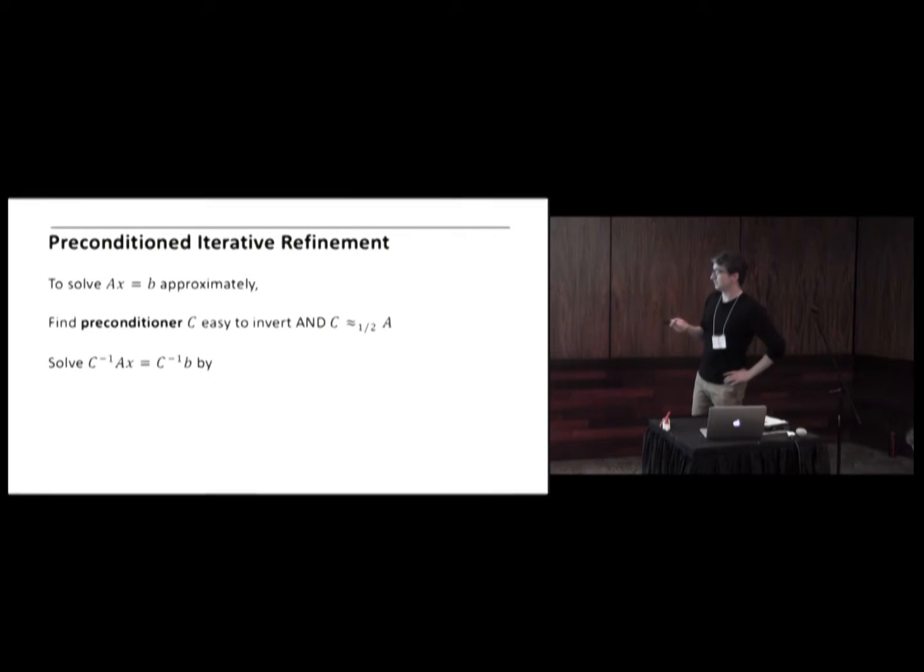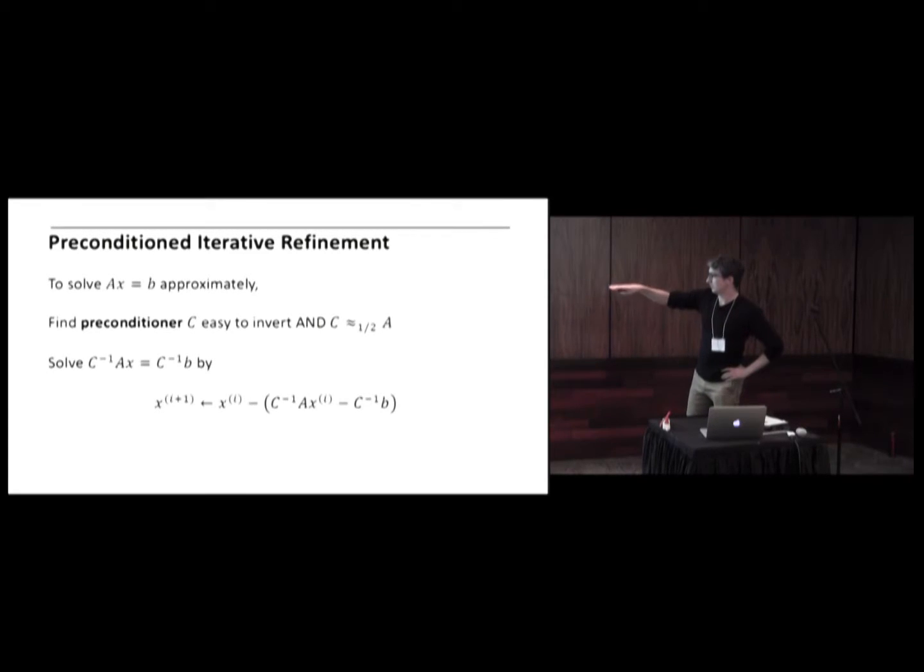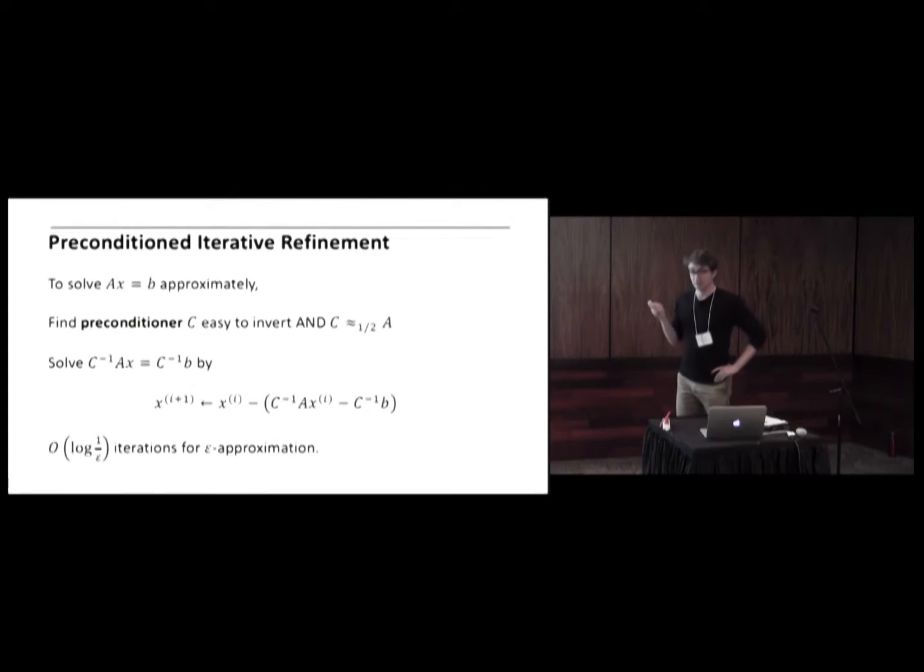Then consider the equivalent linear system, C inverse Ax equals C inverse b. We just multiplied by C inverse on both sides. But now you can solve this by just iterative refinement: guess and refine a few times. We'll start by guessing a solution vector that's just all zeros, and then we'll update a few times by x_{i+1} is x_i minus the residual, C inverse A x_i minus C inverse b. If you do that log 1 over epsilon times, you get an epsilon approximate solution.